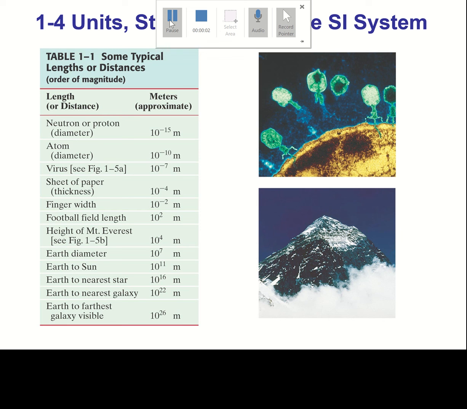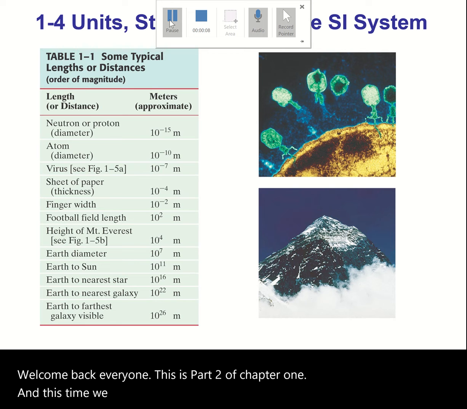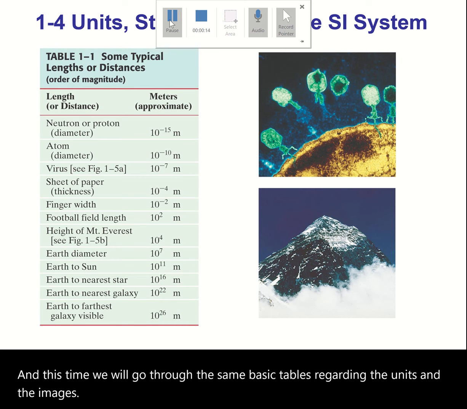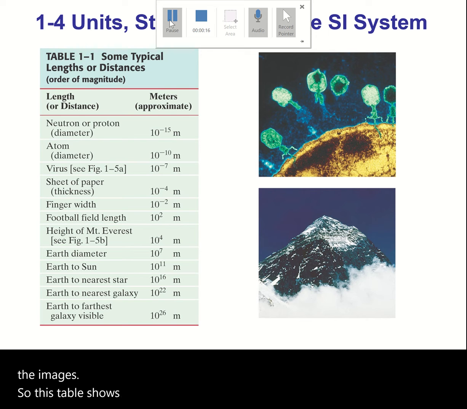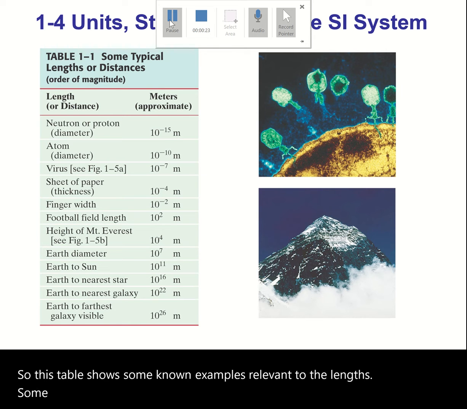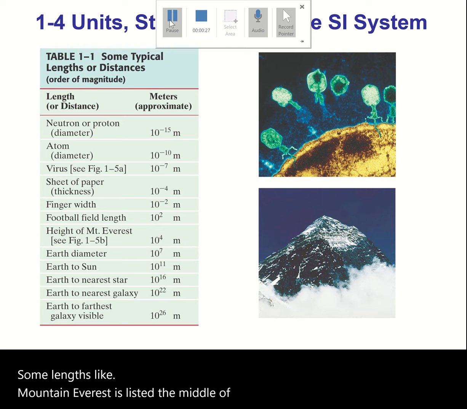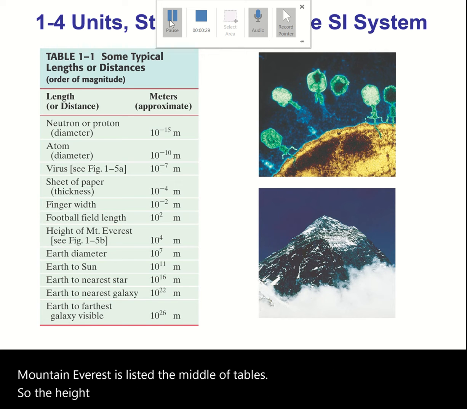Welcome back, everyone. This is part 2 of chapter 1, and this time we will go through some basic tables regarding the units and dimensions. So this table shows some well-known examples relevant to lengths. Some lengths like Mount Everest are listed in the middle of the table. The height of Everest is 10,000 meters, which is 10 kilometers.